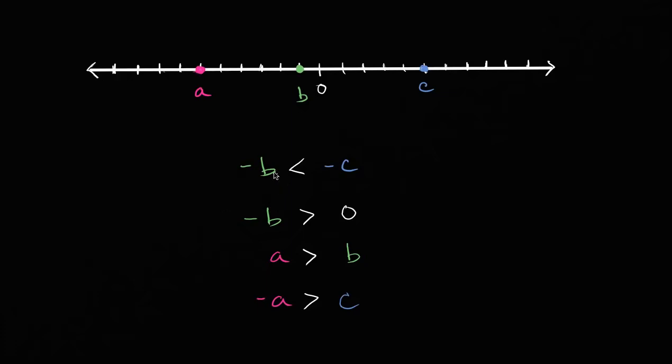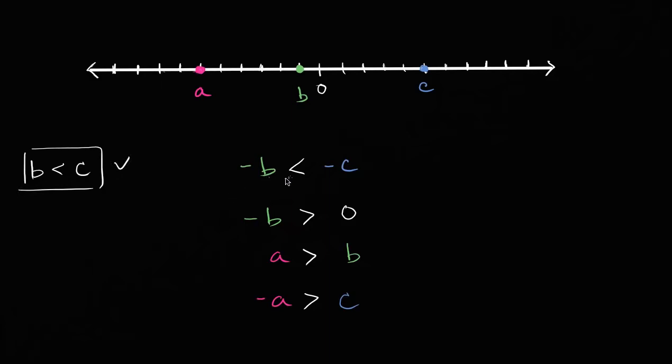So this first statement says negative b is less than negative c. We do know for a fact that b is less than c. How do we know that? Well, b is to the left of c on the number line. It's that straightforward. So this is definitely true. But what about negative b?